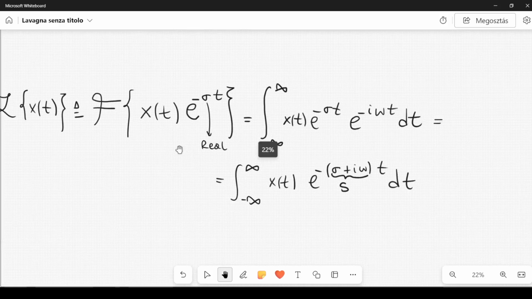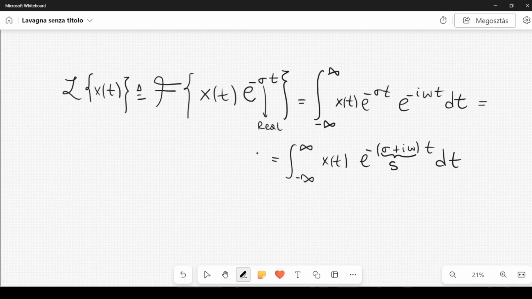And this transform can be denoted in the following fashion. So this is equal to x hat of s. So we have the variable s, and remember that s is a function of sigma and omega in general. So actually the result of this integral is a function of both sigma and omega. So it is a function of the real part of this number and also the imaginary part. So we might as well write the result as a function of the entire complex number s. And this is equal to this Laplace transform of x of t.